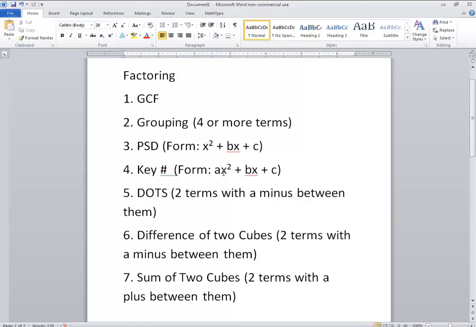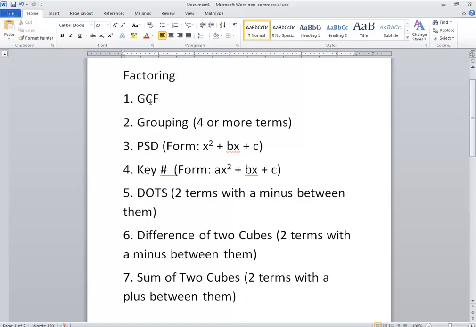Our fourth one, key number, is the form ax squared plus bx plus c. And this is where you have x squared, x, and there's a number in front of your x squared. Our fifth one is DOTS. This is where you've got two terms with a minus between them. That's the difference of two squares. Our sixth one is difference of two cubes, which is two terms with a minus between them. And our seventh one is sum of two cubes, two terms with a plus between them.